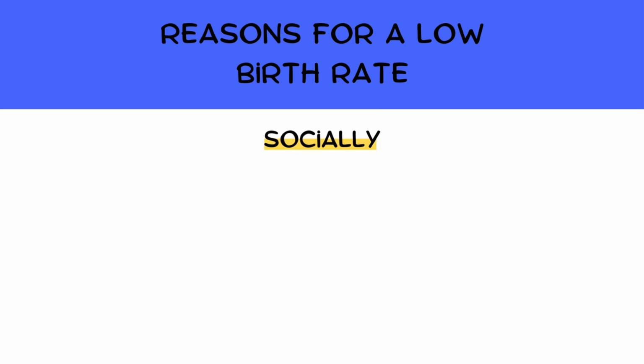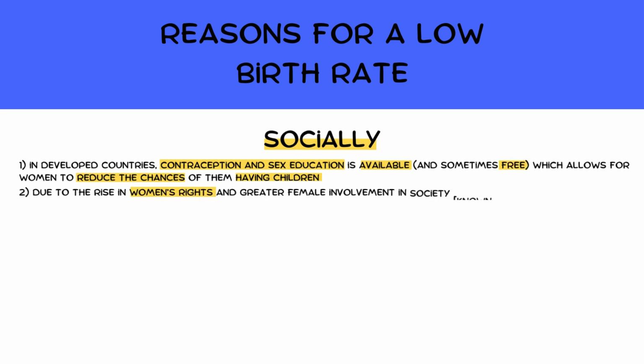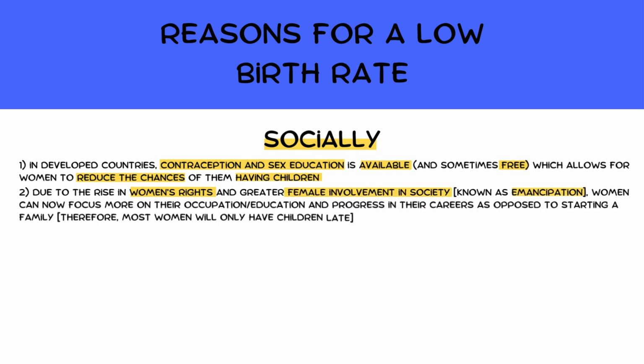Socially, we can then see the following. 1. In developed countries, the availability of contraception and sex education allows women to make informed decisions on whether they want children and ways to reduce the chances of having children. In most MEDCs, contraception is free. 2. With the rise of women's rights and women's involvement in society, known as emancipation, women often would rather focus more on their occupation as opposed to starting a family. Therefore, couples will often have children late.